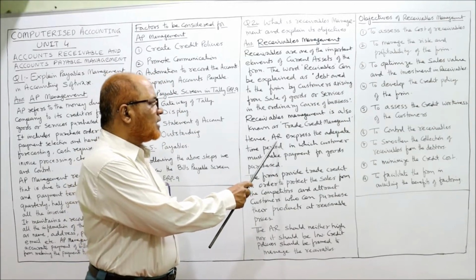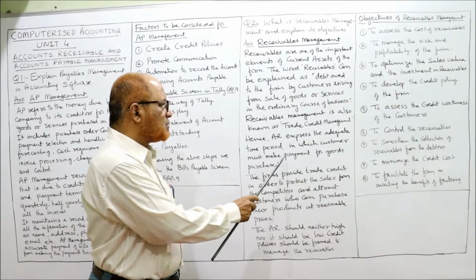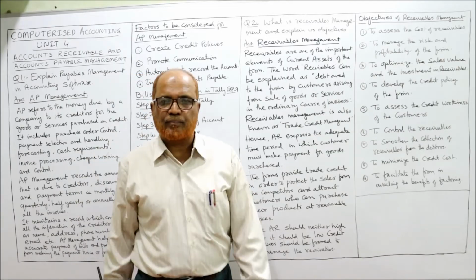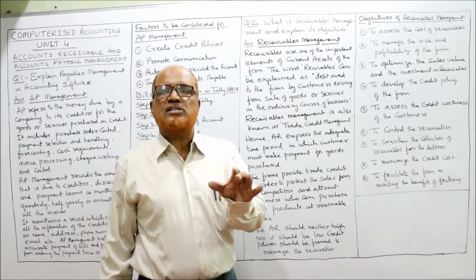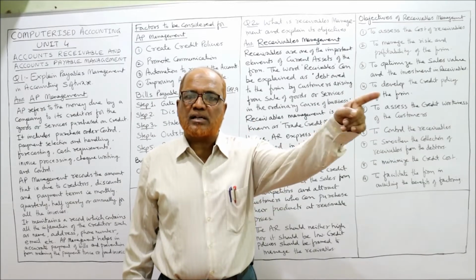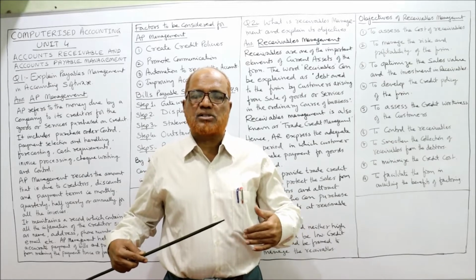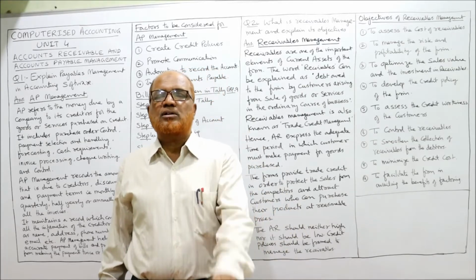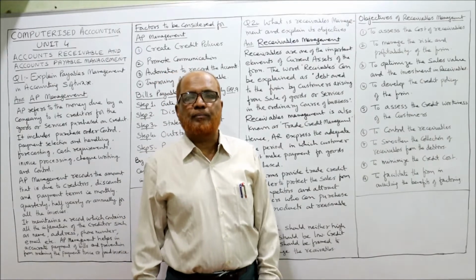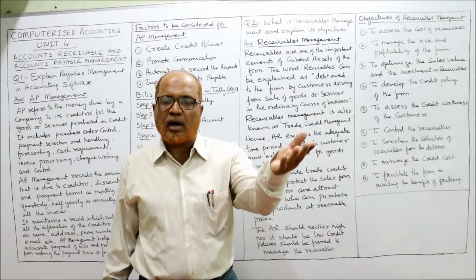Hence, account receivable expresses the adequate time period in which a customer must make the payment for goods purchased. So, account receivable management says a proper time period should be given to the customer for making the payment. For example, we are having a business. We have to decide how much credit period should be allowed. The credit period should be neither less nor high.